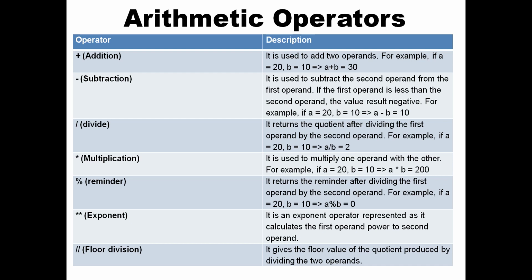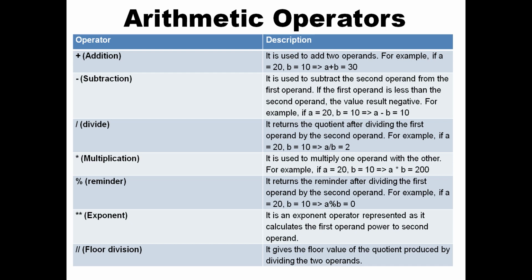Arithmetic operators are used to perform arithmetic operations between two operands. It includes plus for addition, minus for subtraction, star for multiplication, slash for divide, percentage for remainder, double slash for floor division, and double star for exponent. Consider this table for a detailed explanation of arithmetic operations. You can understand the things, and these are the symbols which we have already learned in our schooling, right?